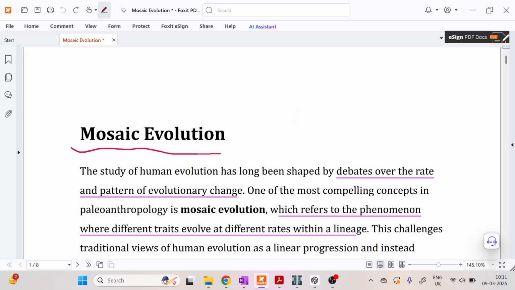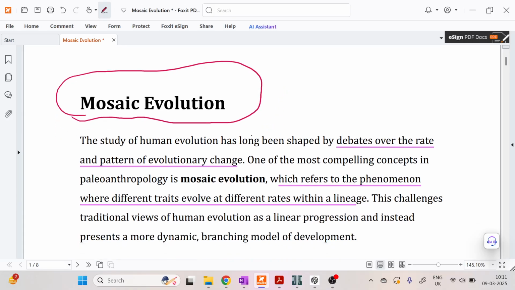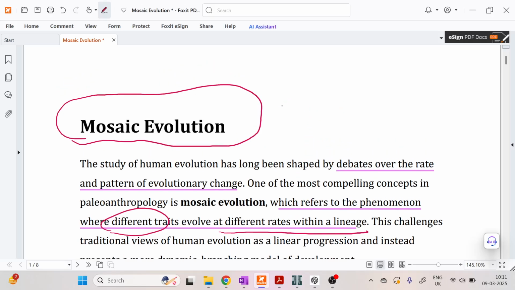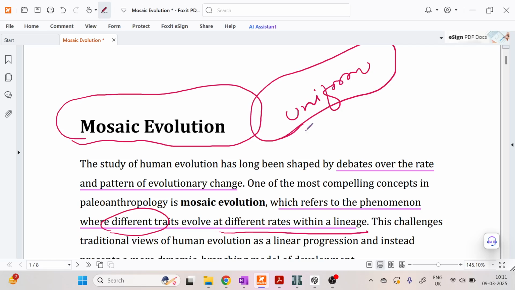Good morning, everyone. I am going to start with this topic, mosaic evolution, which refers to the phenomenon where different biological and anatomical traits evolve at different rates within a lineage. The earlier traditional belief was that if a species is transitioning to another species, then all the biological characteristics evolve at the same time. So the traditional view believed in a uniform model of evolution.